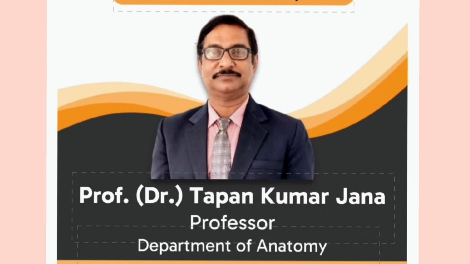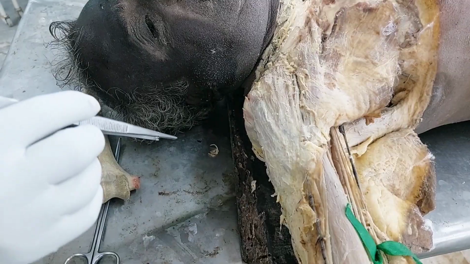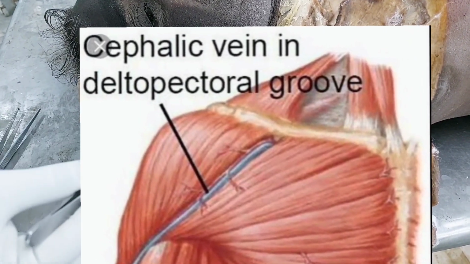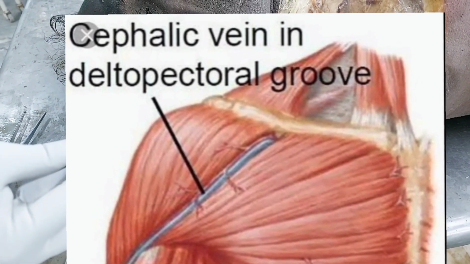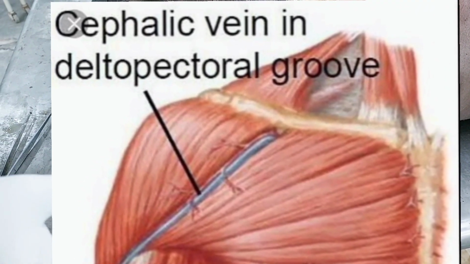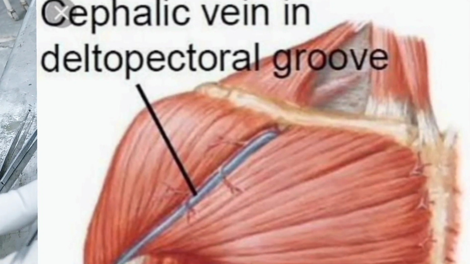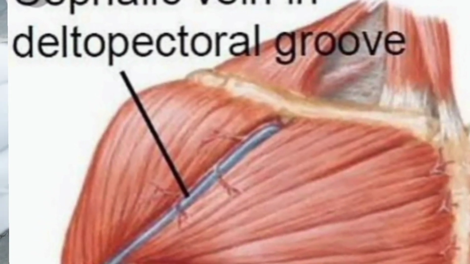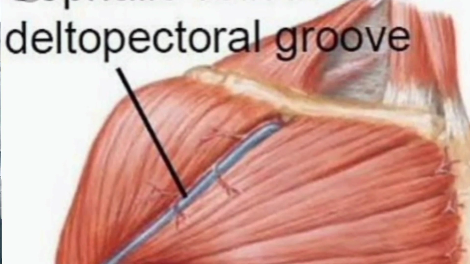I will show you one important area in the upper part of the arm, and that area is the delto-pectoral groove. This delto-pectoral groove is sometimes asked in the viva post examination and maybe as a short note in the theory examination. What is the delto-pectoral groove? What is the shape and what is the content of this groove? I will discuss.